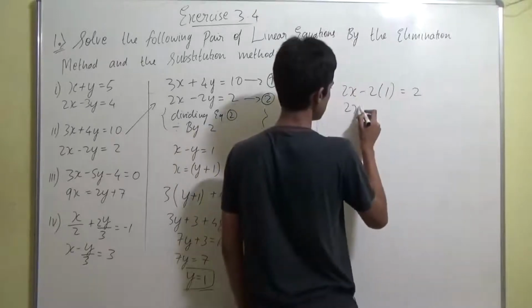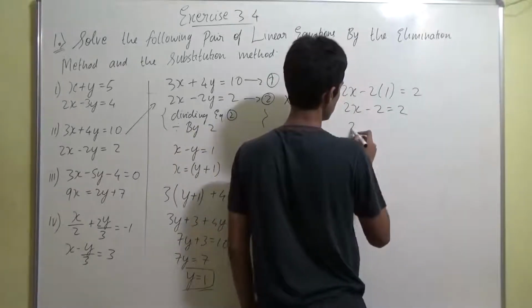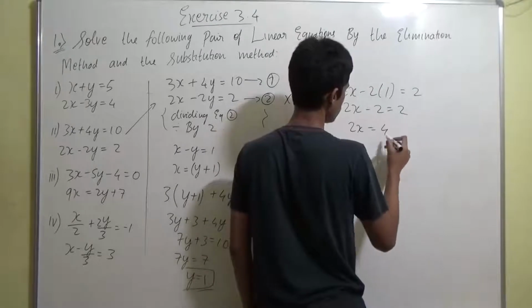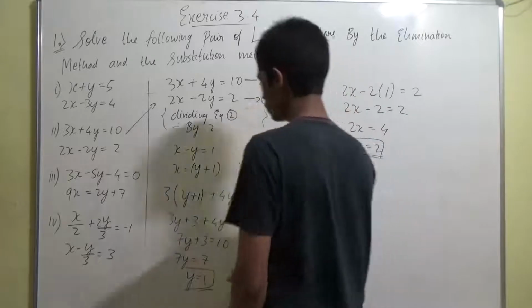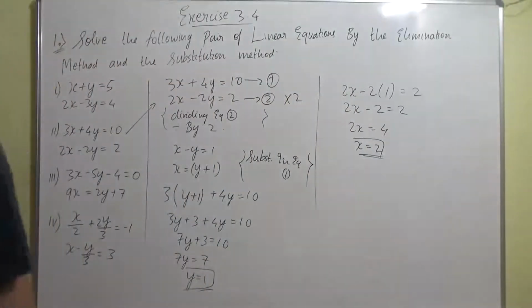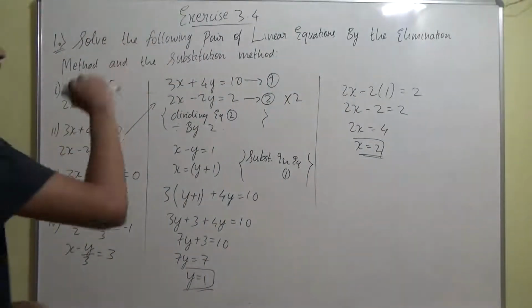So 2x minus 2 equal to 2. So 2x equal to 2 plus 2, 4. x equal to 4 by 2, it is 2. So y value is 1 and x value is 2. It is same as what we got in the previous method, elimination.